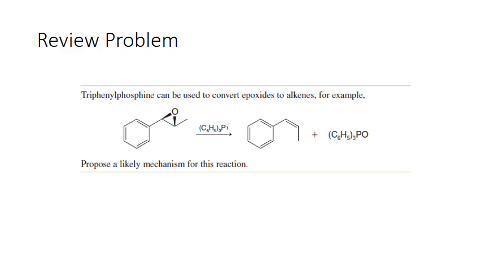A review problem. Triphenylphosphine can be used to convert epoxides to alkenes, for example, the shown equation. Propose the likely mechanism for this reaction.